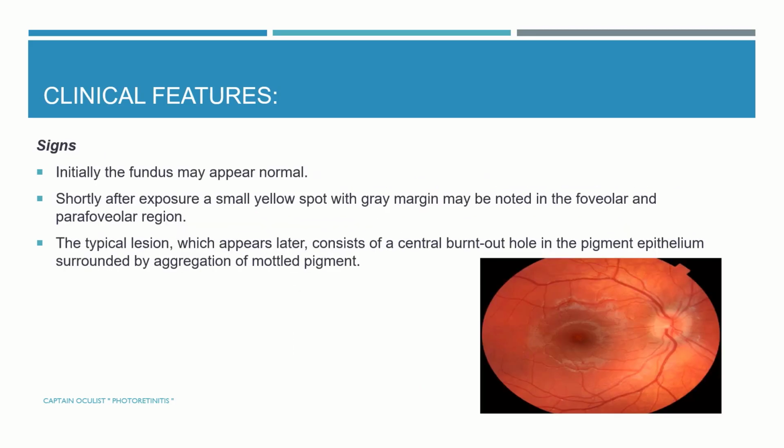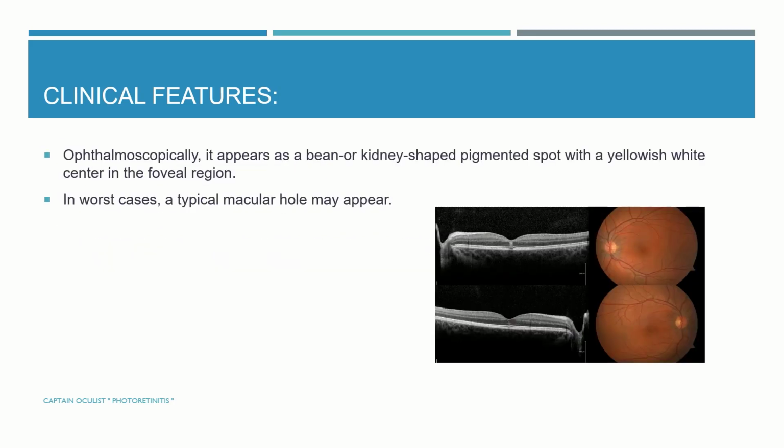Signs. Initially the fundus may appear normal. Shortly after exposure, a small yellow spot with a gray margin may be noted in the foveolar and parafoveolar regions. The typical lesion, which appears later, consists of a central burnt-out hole in the pigment epithelium surrounded by an aggregation of mottled pigment. Ophthalmoscopically, it appears as a bean or kidney-shaped pigmented spot with a yellowish-white center in the foveal region. In the worst cases, a typical macular hole may appear.